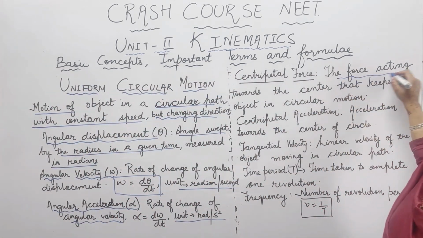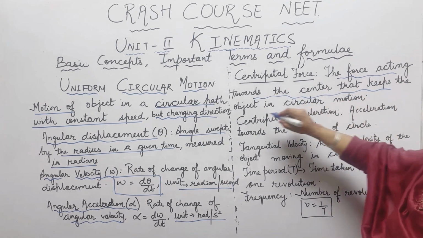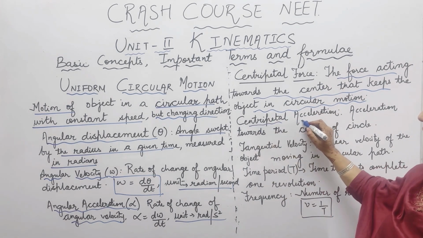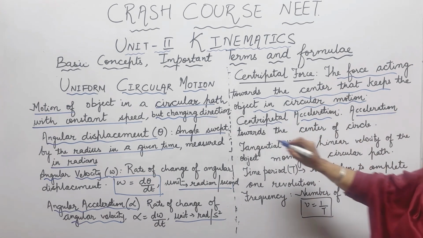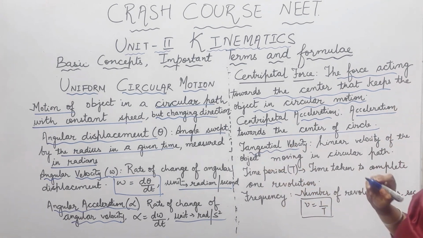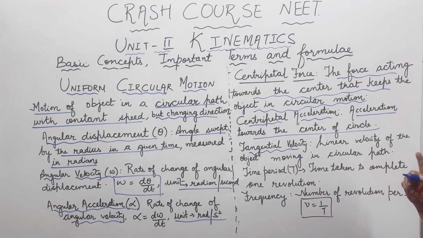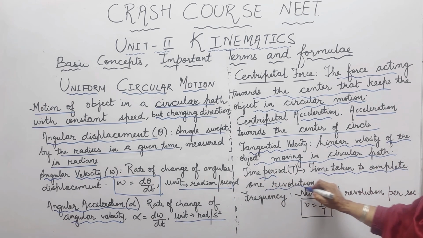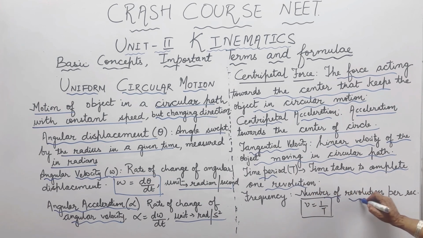Next is the centripetal force. It is the force that is acting towards the center that keeps the object in a circular motion. So that type of force is having centripetal acceleration. Acceleration is also towards the center of the circle. Another important term is tangential velocity. Tangential velocity is the linear part of the velocity, linear velocity of the object moving in circular path. Then the time period, it is the time taken to complete one full revolution. And the frequency is the number of revolutions per second.